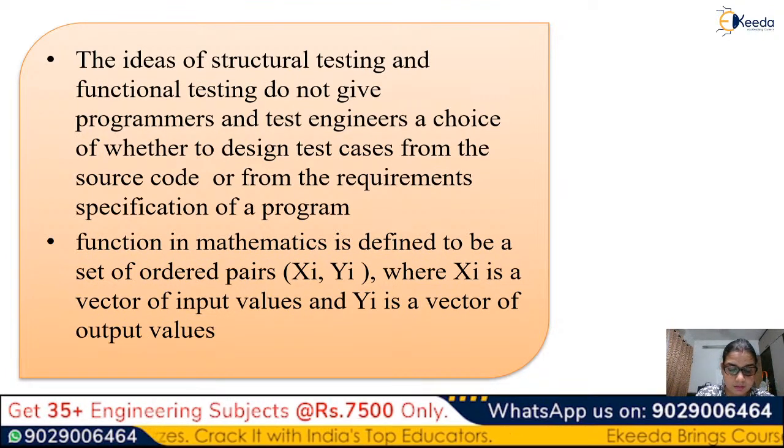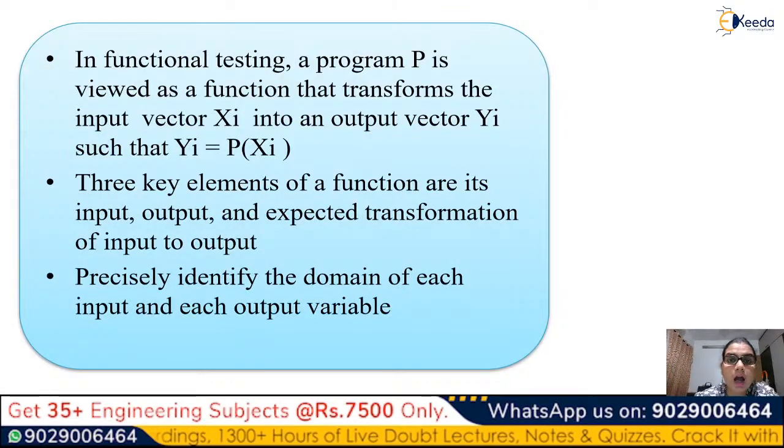How is a function defined in the mathematical view? A function is defined to be a set of ordered pairs, x and y, where xi is a vector of input values and yi is a vector of output values. So there are two terms used, input vector and output vector, and there is a function which, when the input is given, makes the transformation and gives me the output. Let us see how that is written.